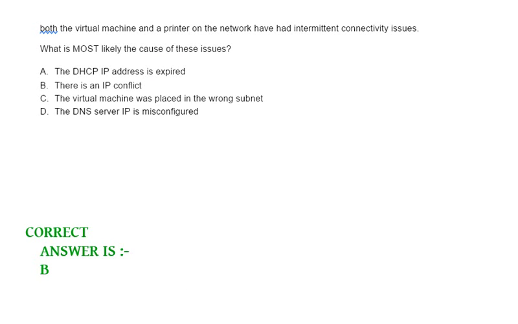Option A. The DHCP IP address is expired. Option B. There is an IP conflict. Option C. The virtual machine was placed in the wrong subnet. Option D. The DNS server IP is misconfigured. Correct answer is option B.